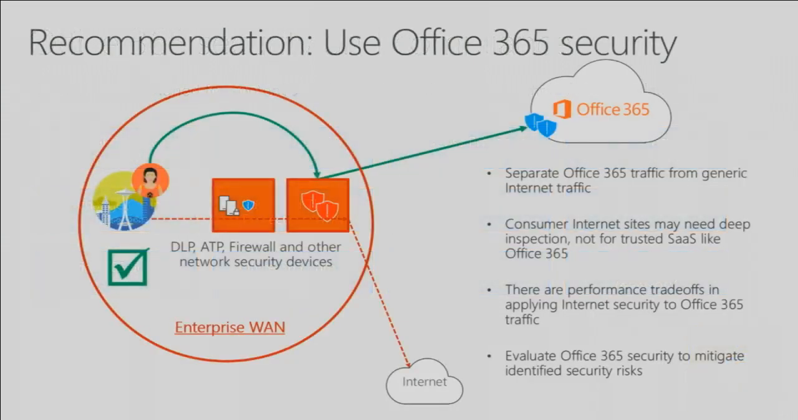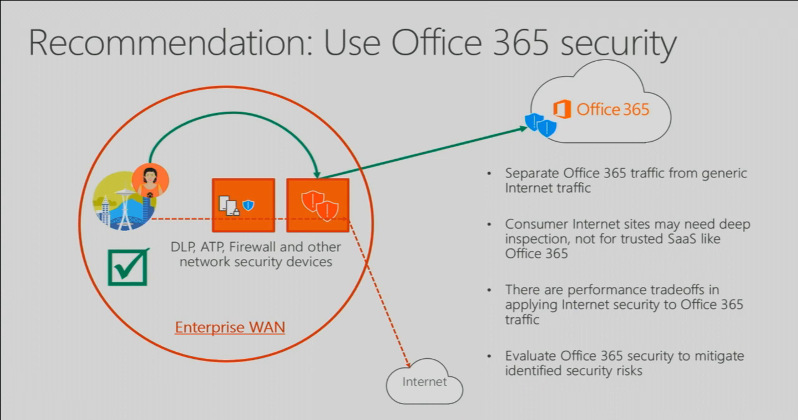So out of this, we would recommend that you use Office 365 security for Office 365 traffic. And this is principle number 4. So identifying Office 365 traffic from your users and then bypassing any unnecessary security devices which may slow down or impede or modify that traffic before it gets to Office 365.